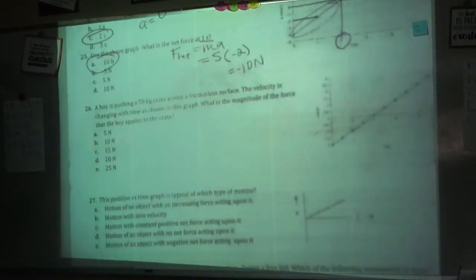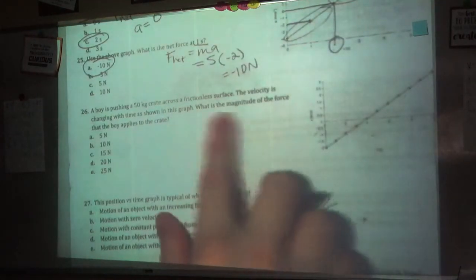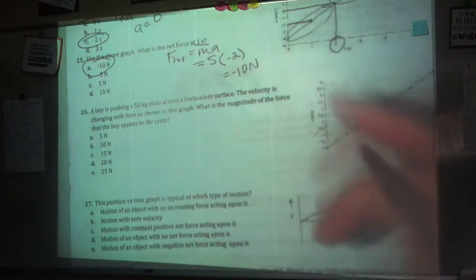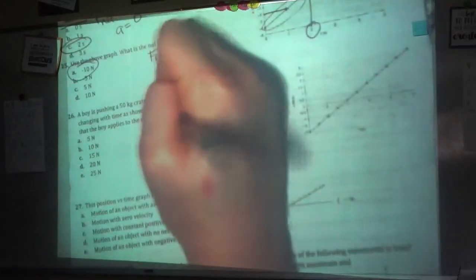A boy is pushing a 50 kilogram crate across a frictionless surface. The velocity is changing with time as shown. What is the magnitude of the force applied to the crate? So again, the force is mass times acceleration. We have mass is 50.